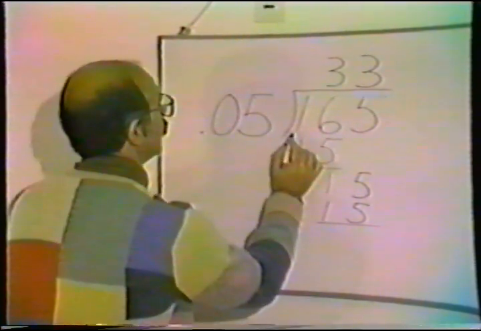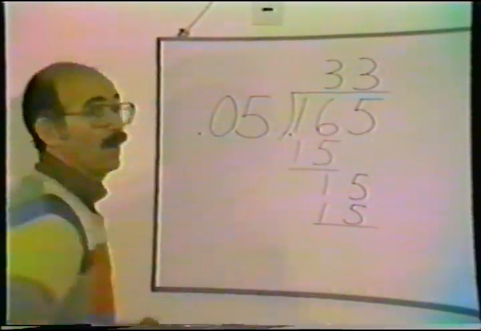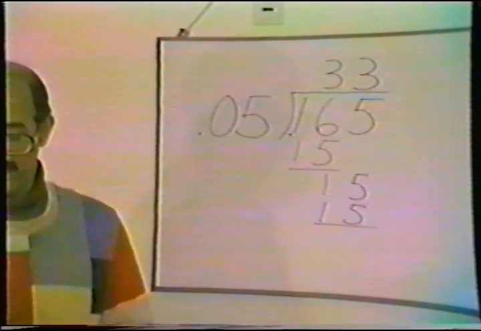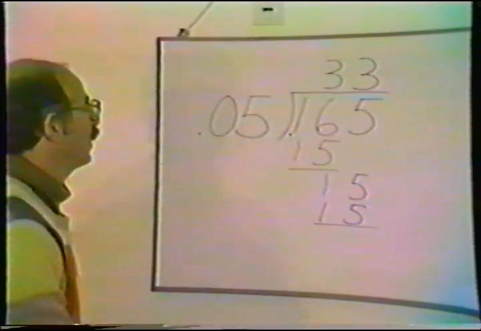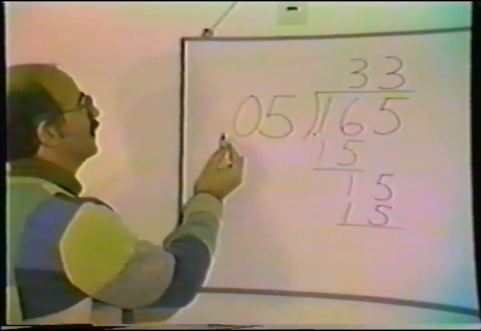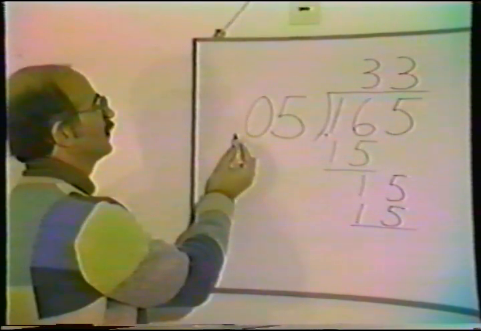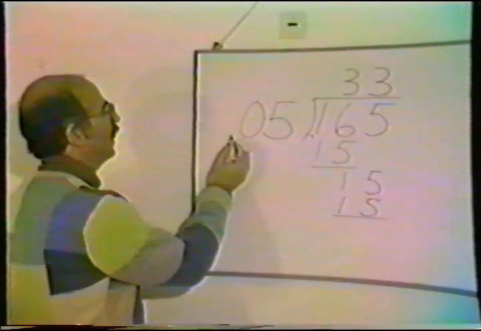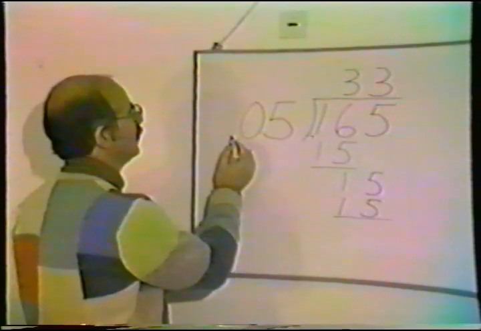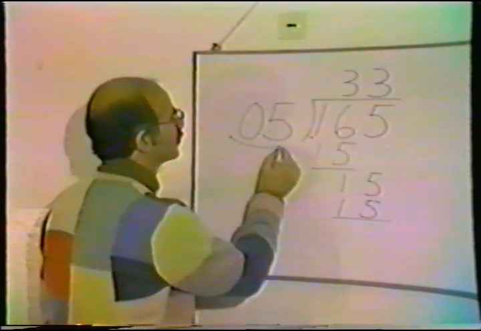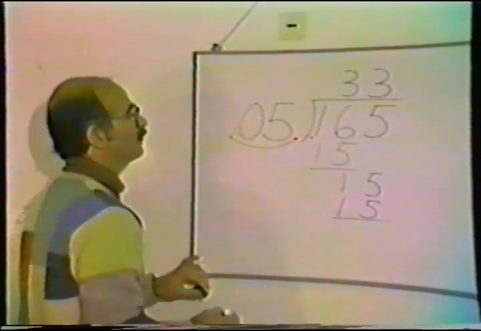0.05 into 0.165. What do we have to do with this decimal point? Put it after the 5 on the right. After the 5, it has to go to the end, which in this case is 2 places to the right.